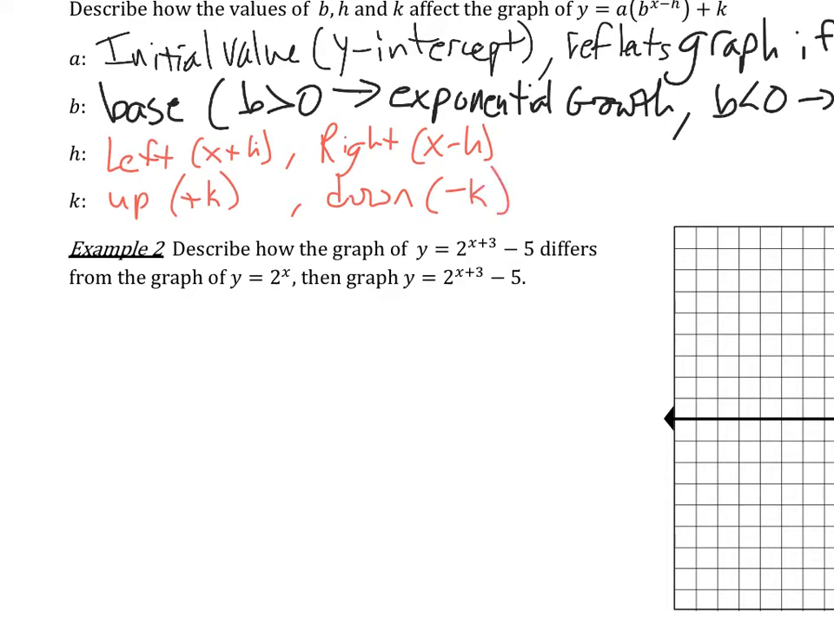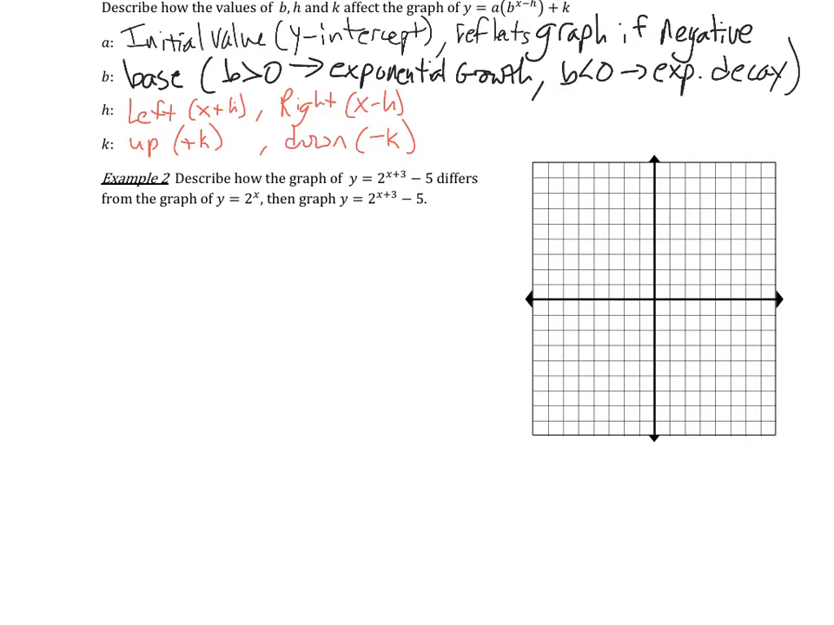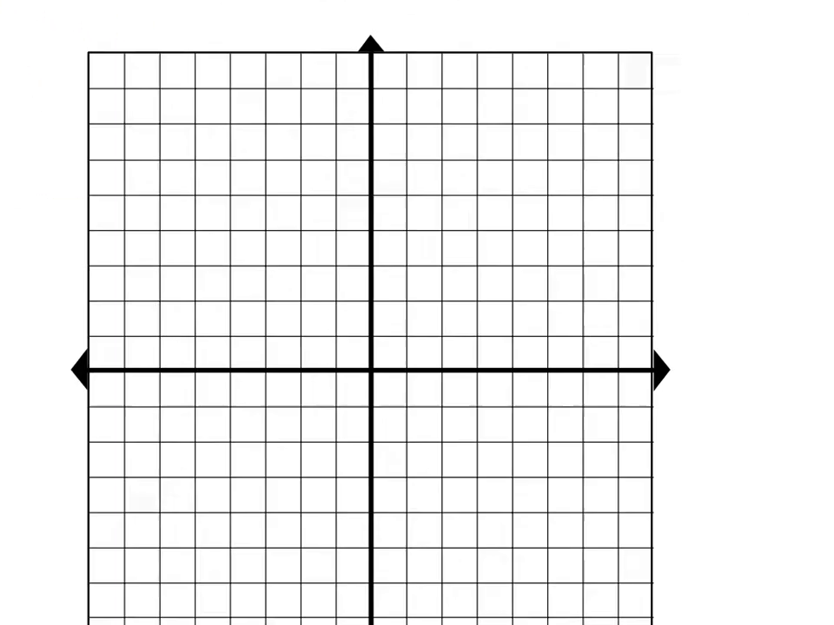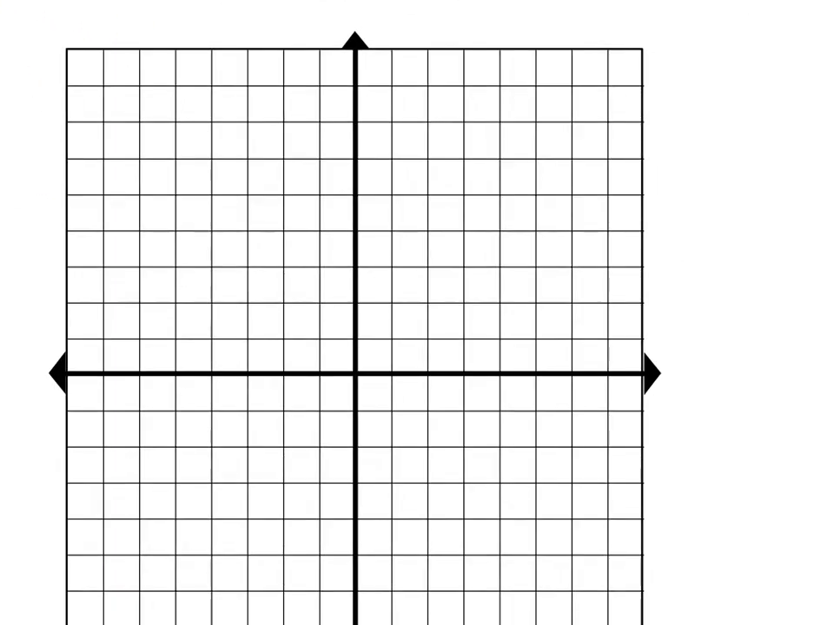All right, so let's see how this works. We want to graph the function y equals 2 to the x plus 3, minus 5. And we want to compare it to the graph of 2 to the x. Y equals 2 to the x should be a fairly familiar graph after we've done a few graphs.